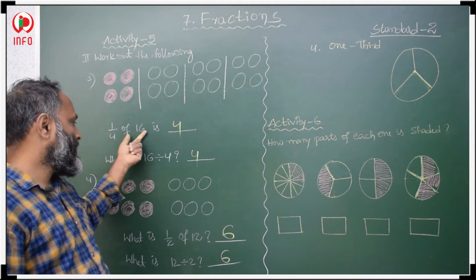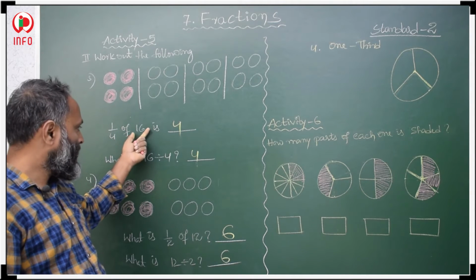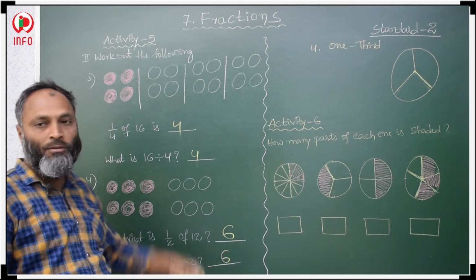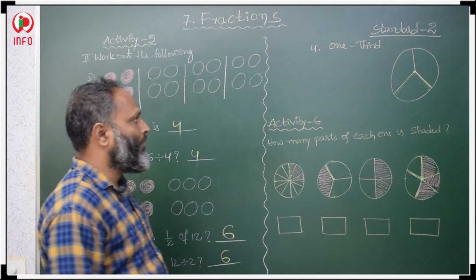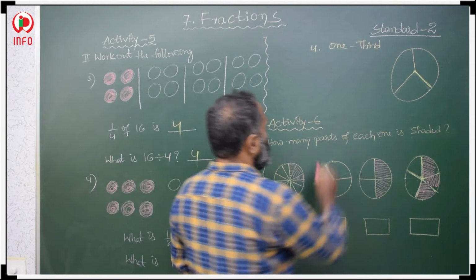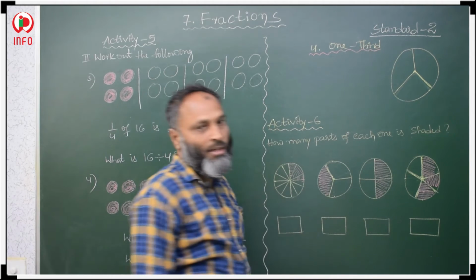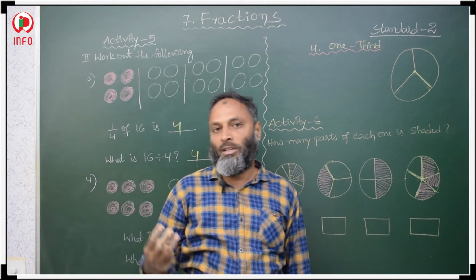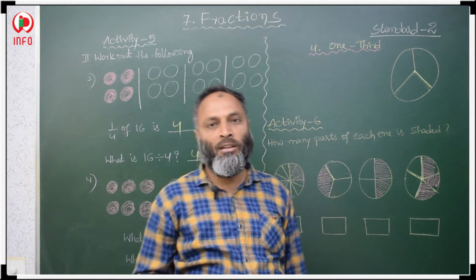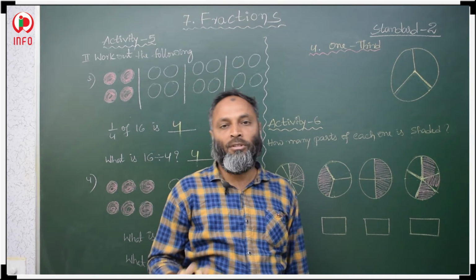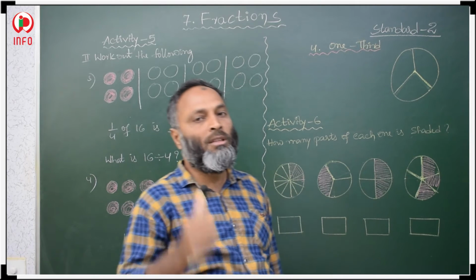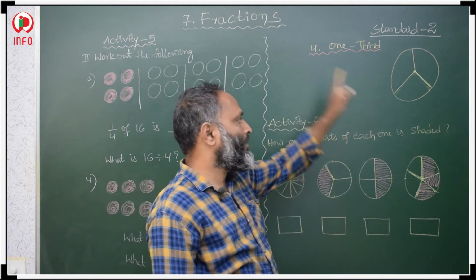So 1/4 of 16 is 4, or 16 divided by 4 is also 4. Okay. Now the next concept. The half concept is over, then after that 1/4, that is quarter. The quarter concept is over, then 3/4, that is the 3/4 concept, over. Now the fourth concept is 1/3.